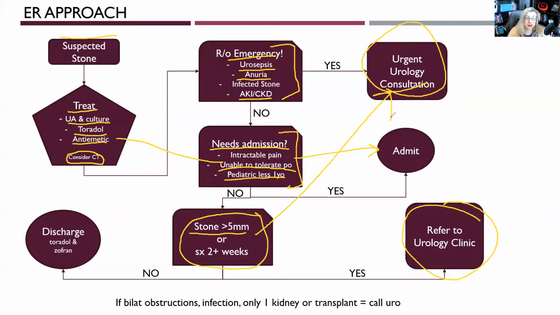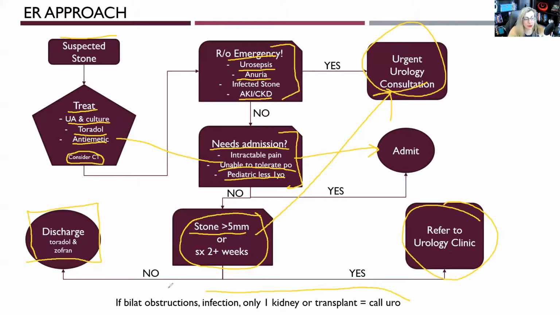And if you have symptoms for more than 2 weeks, that means that stone isn't passing on its own. It's impacted where it is, and that also needs urology. Okay. If none of these things are true and they are controlled pain, tolerate PO, not a child, it's not a big stone, and it's not been going on for 2 weeks, then we discharge them, and you can give them Toradol orally or Zofran or both.